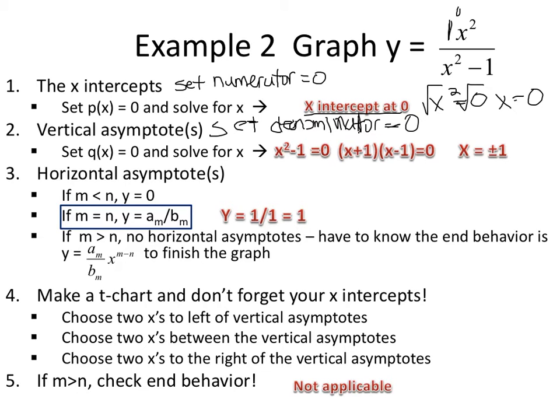This is a sub m. And this is where we got the 1 on the bottom. This is b sub n. So it's the coefficient of the top, and then this is the coefficient of the bottom. And technically, it's the leading coefficient.